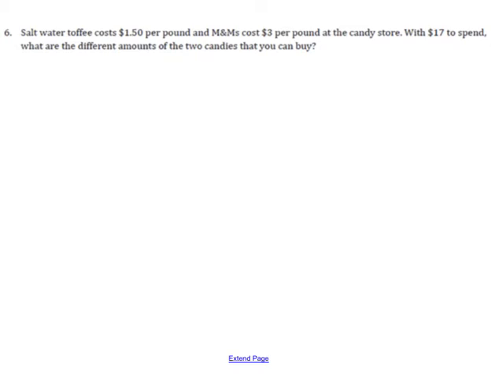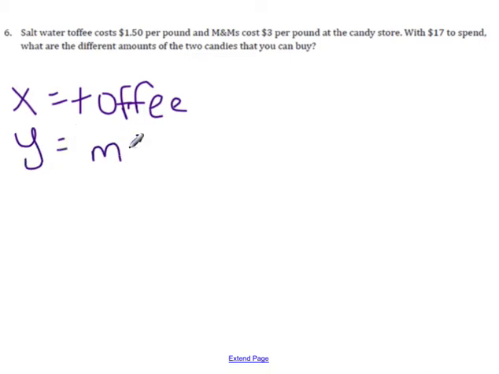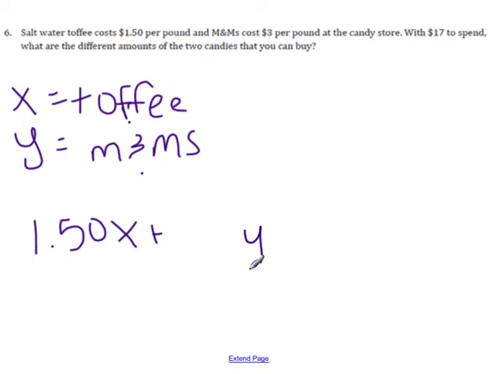So saltwater taffy costs $1.50 per pound, and M&Ms cost $3 per pound at the candy store. With that to spend, what are the different amounts of the two candies that you can buy? So what we're going to do is write an inequality. You do not have to solve it. So I'm going to let x represent the taffy, and I'm going to let y represent the M&Ms. Okay, so for every x pound of saltwater taffy you buy, it's going to cost you $1.50. For every y pound of M&Ms, it's going to cost you $3.